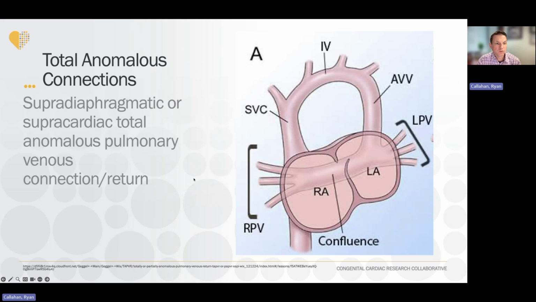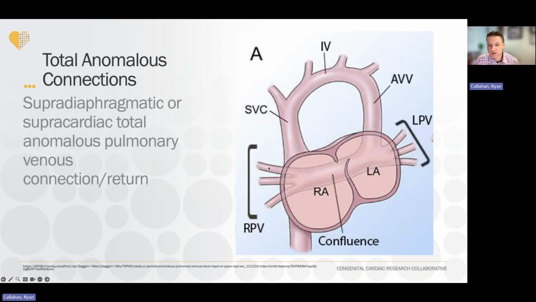Now, just to go through the major types of anomalous pulmonary vein connections. So if a vein is not connecting to the left atrium, it's connecting anomalously to another structure. The most common is what's typically called supracardiac, or some call it supradiaphragmatic anomalous pulmonary venous connection or return. They both mean the same thing, there's just been a debate within the field, as there typically is a debate with morphology, and what to call things.